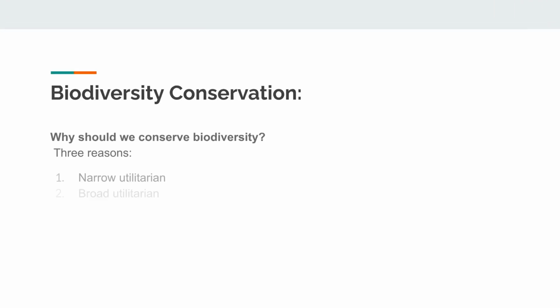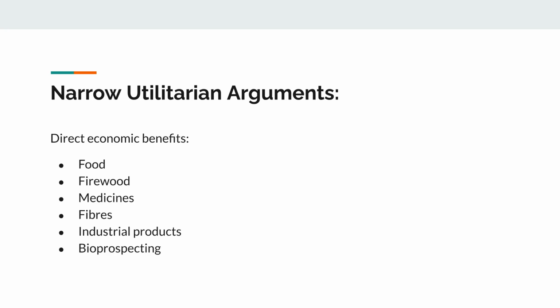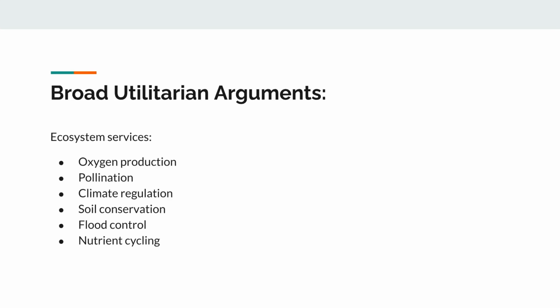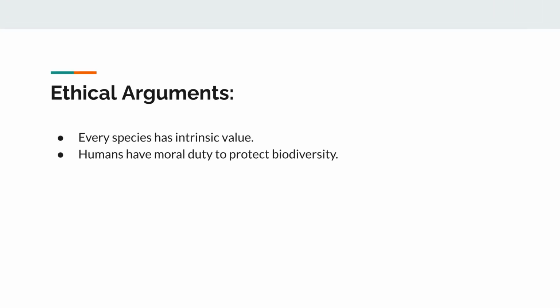The conservation of biodiversity is vital, and the reasons for this can be categorized into three main arguments: narrow utilitarian, broad utilitarian, and ethical reasons. Narrow utilitarian arguments focus on direct economic benefits humans derive from nature, such as food, firewood, medicines, fibers, industrial products, and bioprospecting. Broad utilitarian arguments highlight the ecosystem services provided by biodiversity. These include oxygen production, pollination, climate regulation, soil conservation, and nutrient cycling. Ethical arguments state that every species has intrinsic value, and humans have a moral duty to protect biodiversity for its own sake and for future generations.